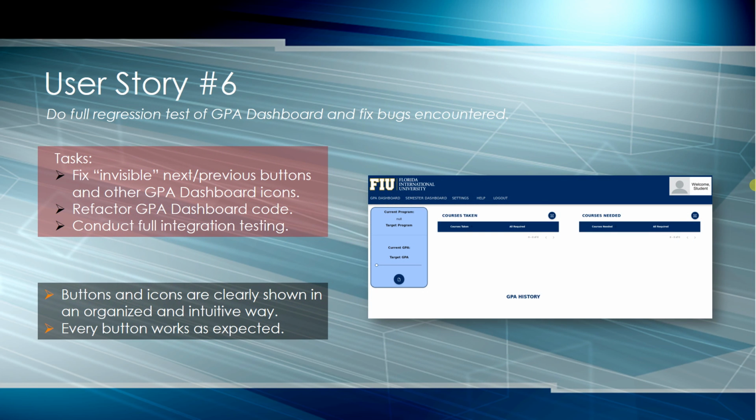This is user story number 6. Do full regression test of GPA dashboard and fix bugs encountered. For this one, I did a full regression test on the GPA dashboard, which is the initial page once a student logs in. And I fixed some minor issues, like the next and previous buttons, the placement of the different icons, and all that.